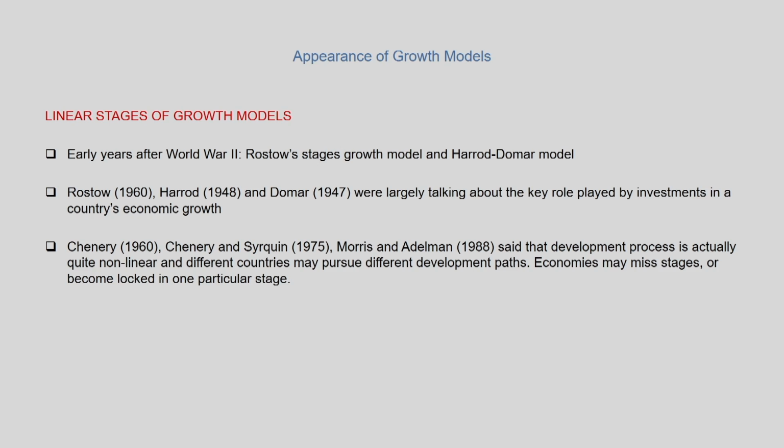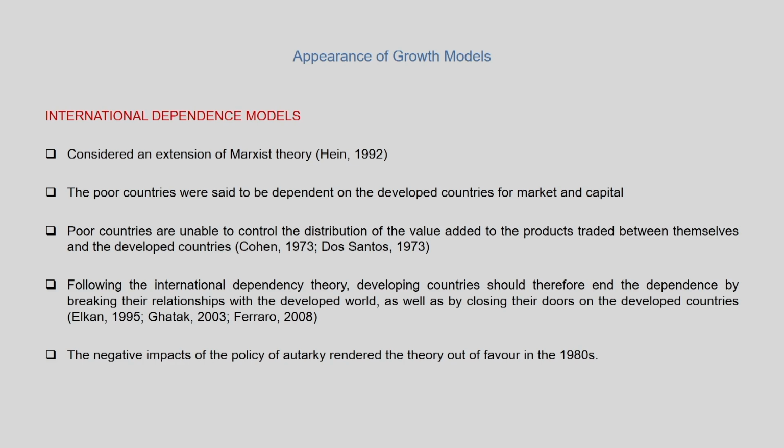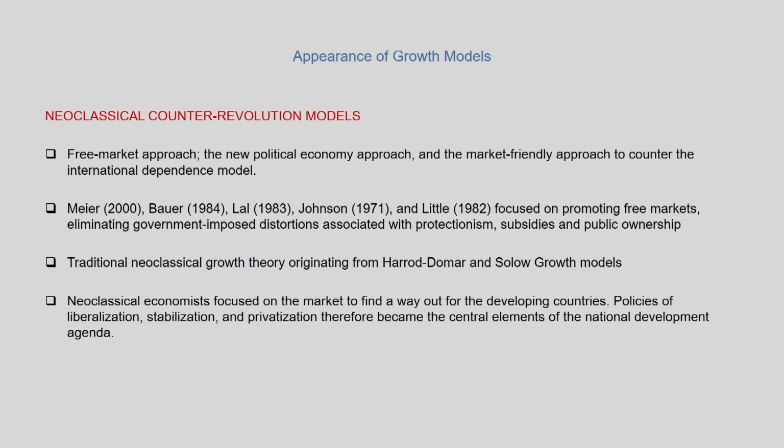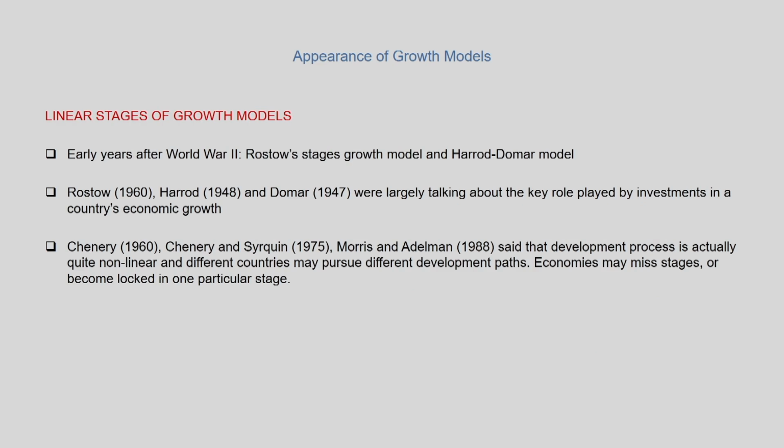One is the linear stages of growth models. Second is the structural change models. Third is the international dependence models. And the fourth is the neoclassical counter-revolution models. I will go briefly into each of these different categories of growth models, because it is important to understand the basic implications of what these growth models were.